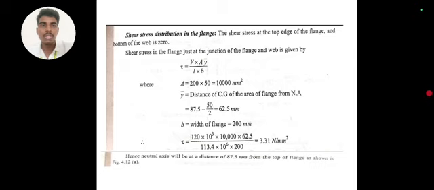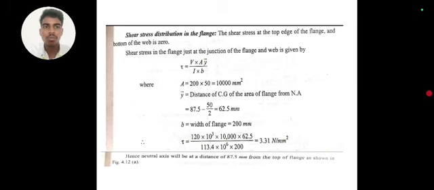where A equals 200 into 50, the area of the rectangle, 10,000 mm². Y bar is the distance of the centroid of the flange area from the neutral axis, which is 87.5 minus 50 by 2, equal to 62.5 mm. B is the width of the flange, equal to 200 mm.